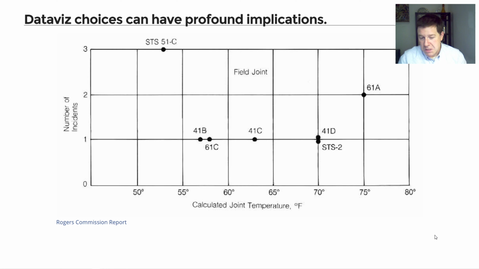And again, most of you probably don't need convincing of this, but data viz actually really matters. It's not just pretty pictures. So here's a plot that you might be able to tell is a little bit old from something called the Rogers Commission report. So we see here on the x-axis joint temperature as a function of air temperature, on the y-axis number of incidents. So this is a plot that people were looking at when they were trying to decide whether to launch a Challenger space shuttle in January 1986.